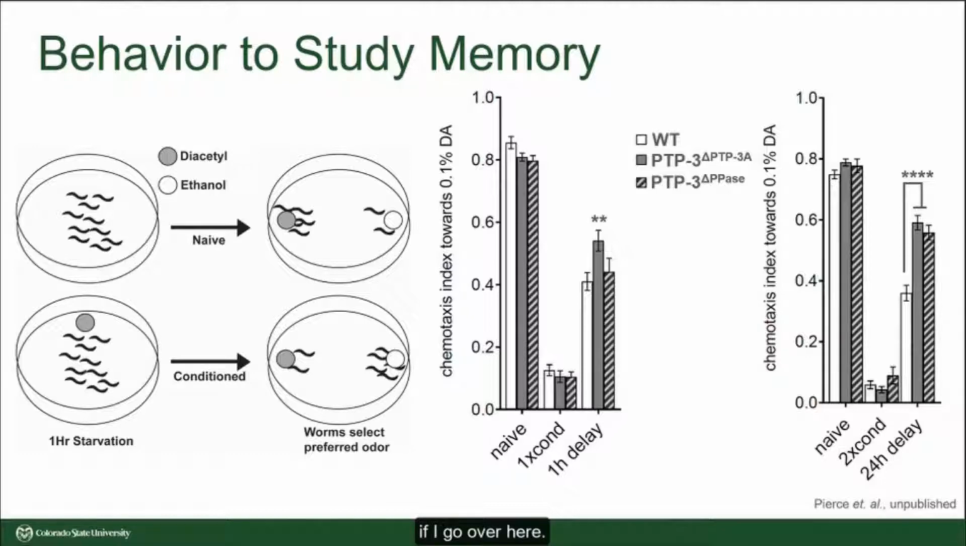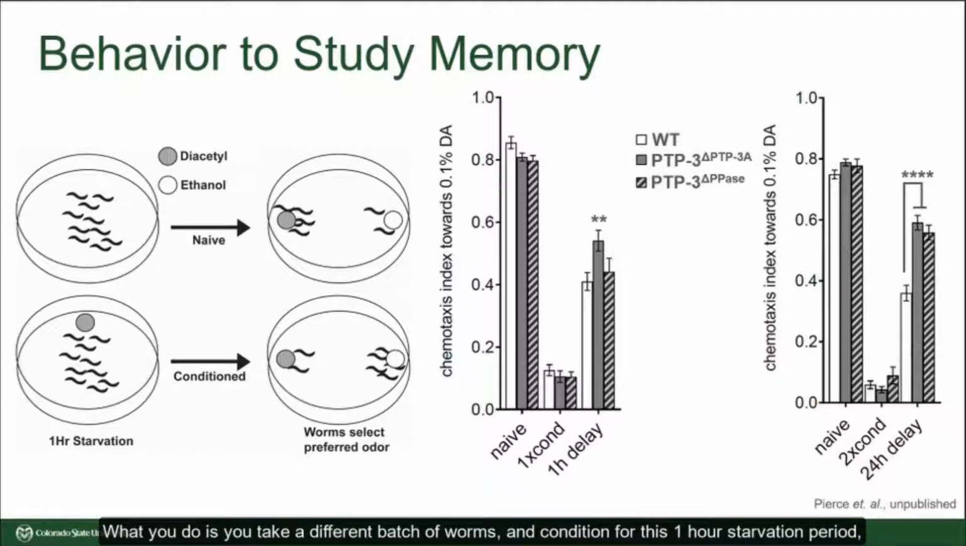And now to really look at, so this is more on the learning paradigm, but what about memory? Can they retain this? And what you do is you take a different batch of worms, you condition them for this 1 hour starvation period, then you put them back on a plate with normal food so they're nice and happy. You let them go 4 hours for short-term memory, and then again you let them go on this assay. And what you'll see is that majority of the worms, they do remember just fine. They say, okay, although it's been this amount of time, I still remember that I don't want to go towards this diacetyl. I want to go more towards this ethanol.